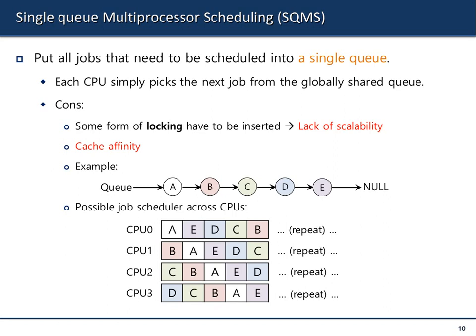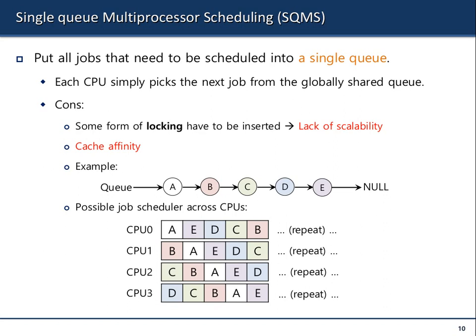Okay? So the problem is, some form of blocking has to be inserted. Okay? So it's a linked list, right? So it's a problem if you don't have a blocking mechanism there. Okay? Cache affinity. Okay? And that's the problem also with cache affinity.